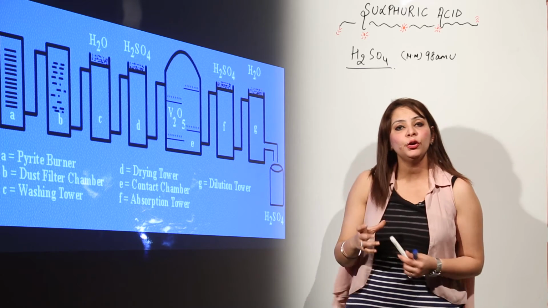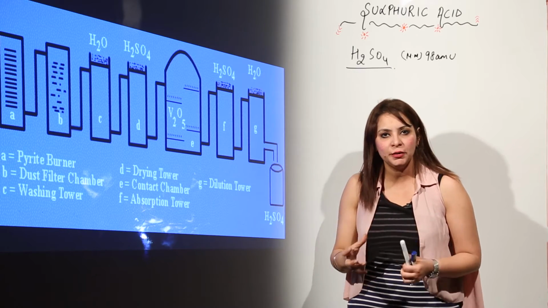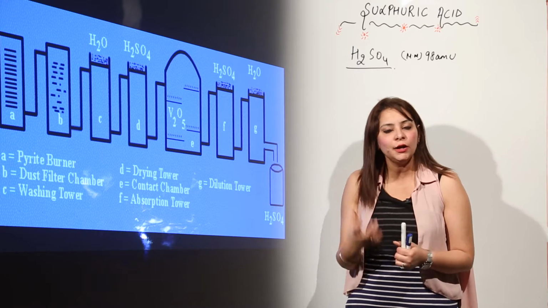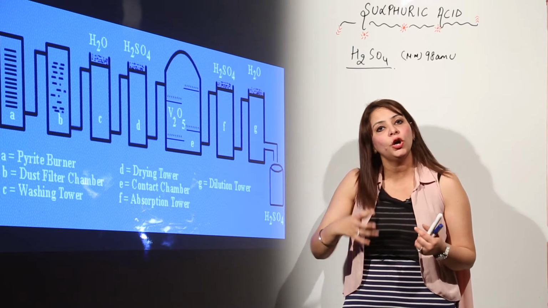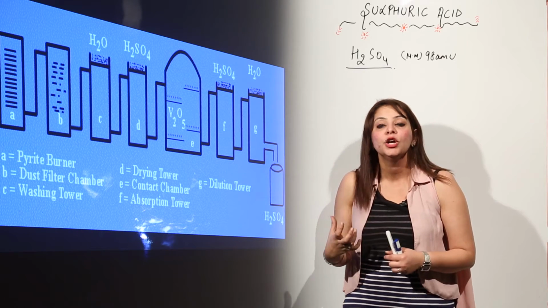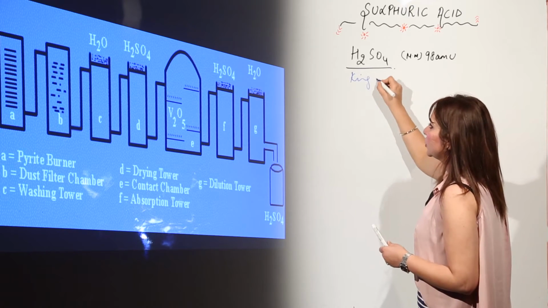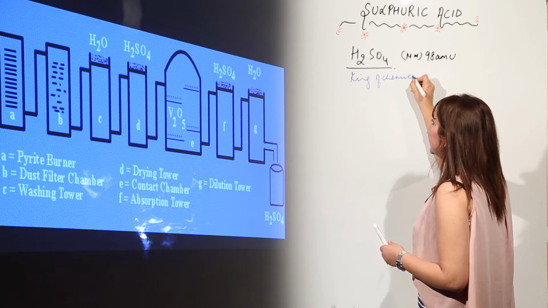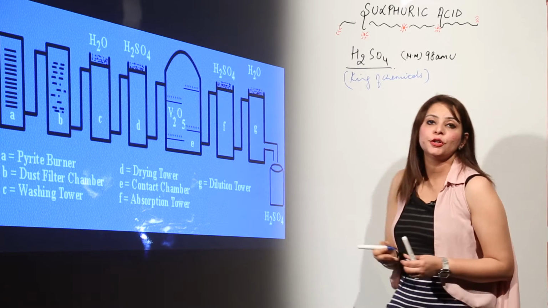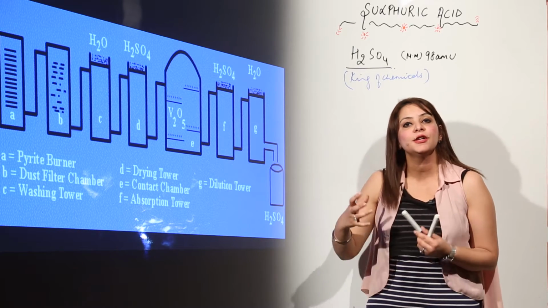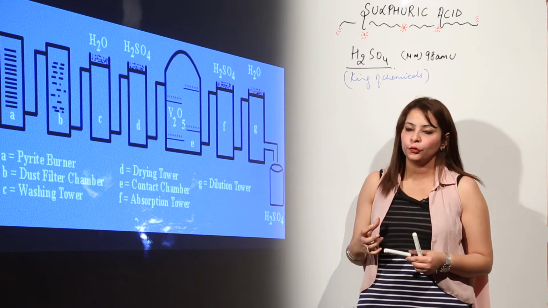You know that sulfuric acid is called the king of chemicals because it is of great advantage, and it is used in almost all industries. So it is called the king of chemicals. If somebody asks you to state the king of the chemicals, it should strike your mind that it is sulfuric acid, that is H2SO4.